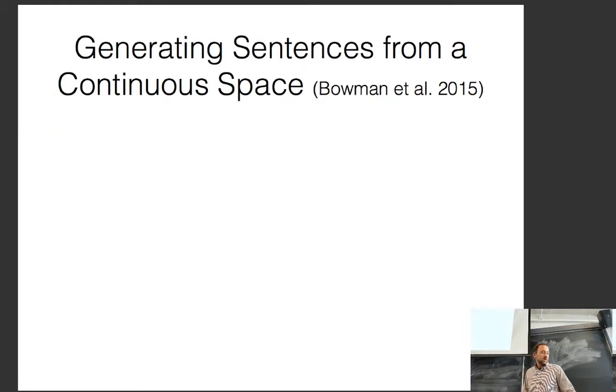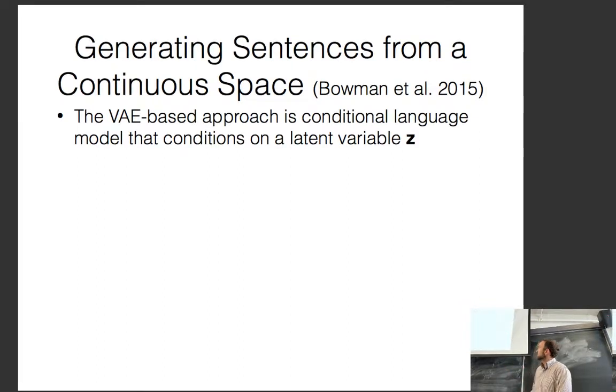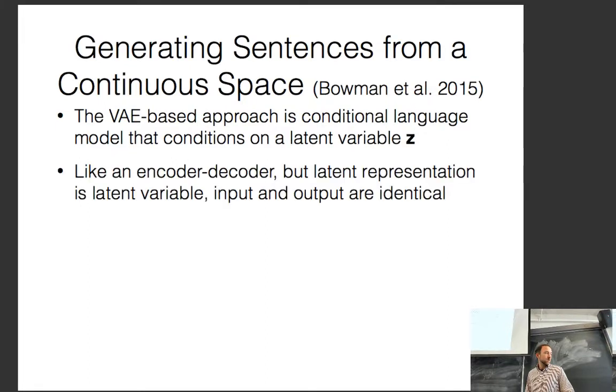So the idea for applying VAEs to this approach is that the VAE-based approach is basically a conditional language model where you condition on the latent variable Z. So this is like an encoder-decoder model. If you remember, the encoder-decoder model takes in the input and turns it into a vector, and then it makes an output. But the latent representation, the hidden vector Z, is a random variable. So it's a variable that you can sample from. And also the input and output are identical.